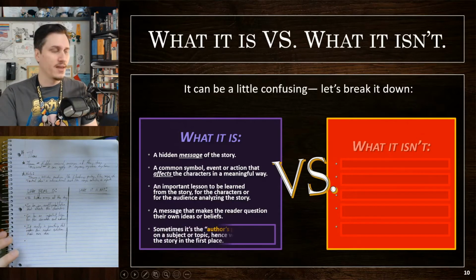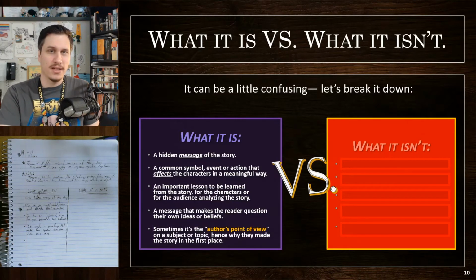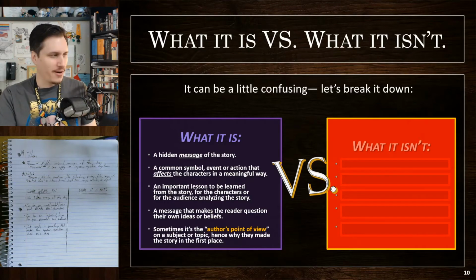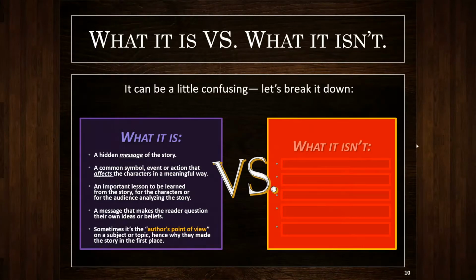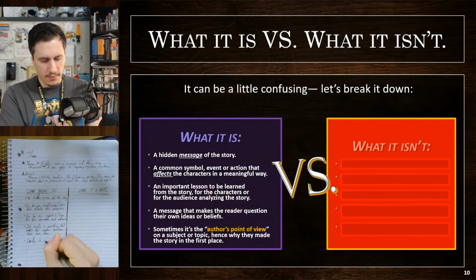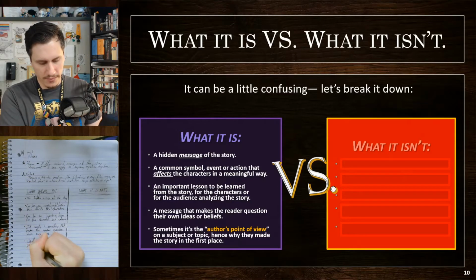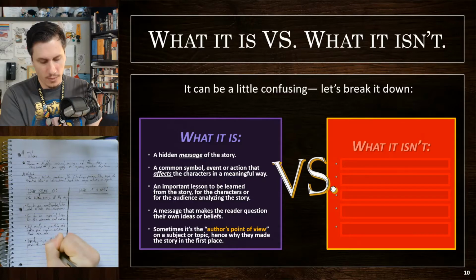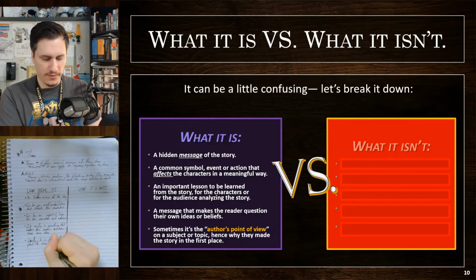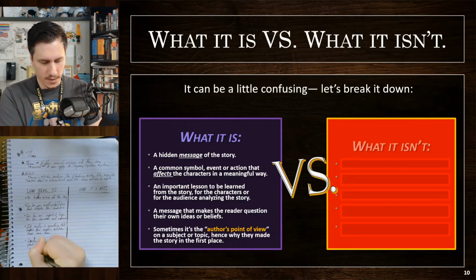So, who knows? Now, lastly, I have here that sometimes, I would say usually, sorry, again, I don't like how I worded this. I wrote, sometimes it is also known as the author's point of view on a subject. So I'm going to say usually it is the author's point of view, or their perspective, their opinion, on a subject.